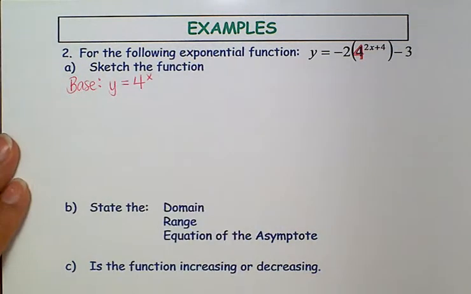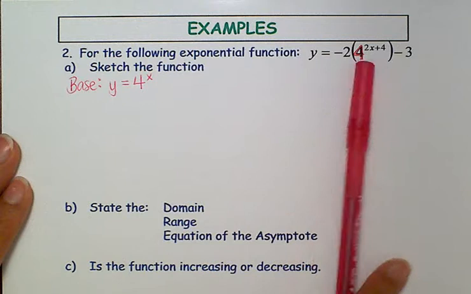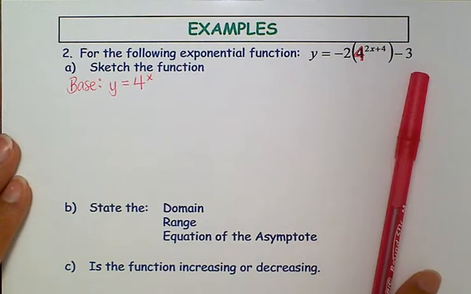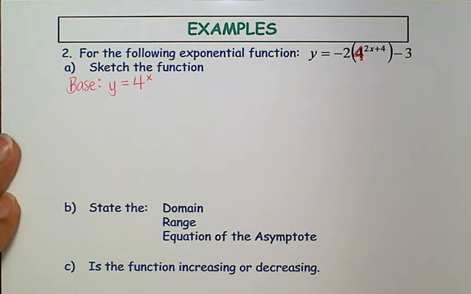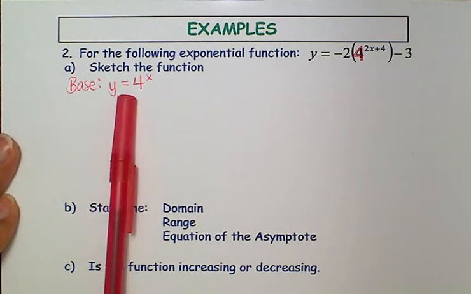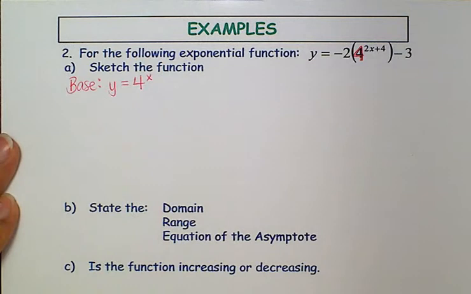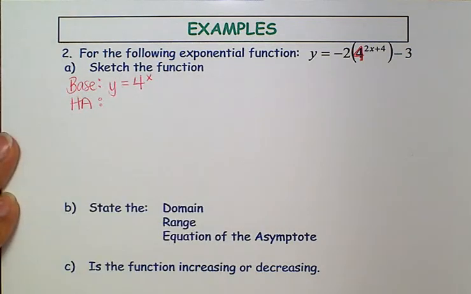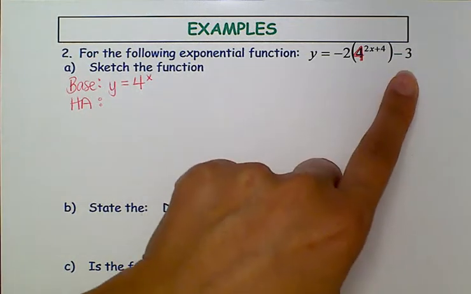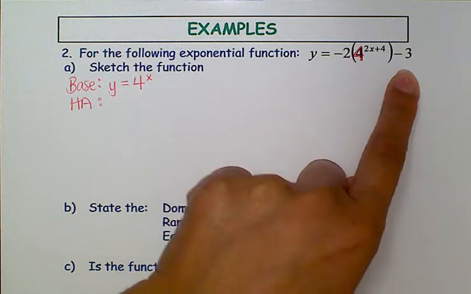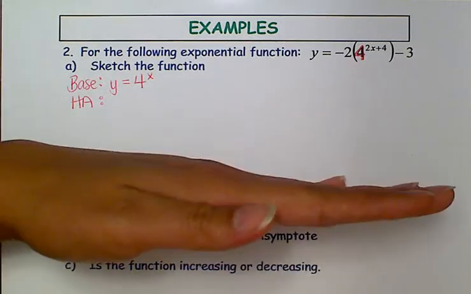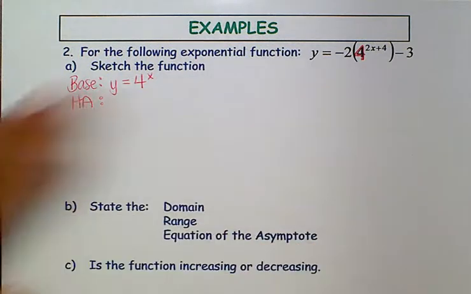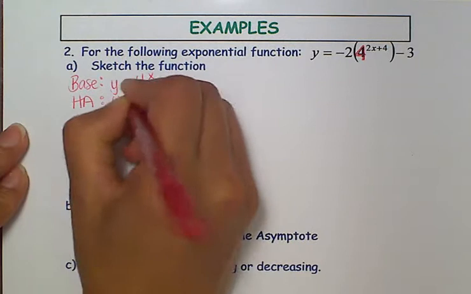Now all the other numbers, the negative 2 at the front, the 2x plus 4 in the exponent, and the minus 3 at the end, all of those numbers represent transformations that are being applied to y equals 4 to the exponent x. Okay? The other piece of information I can write right away is the horizontal asymptote. Remember horizontal asymptotes are affected by a vertical shift up or down. So I noticed that at the end, there's a minus 3, which indicates the graph has been shifted down 3 units. So the horizontal asymptote is moving from 0 down to negative 3.